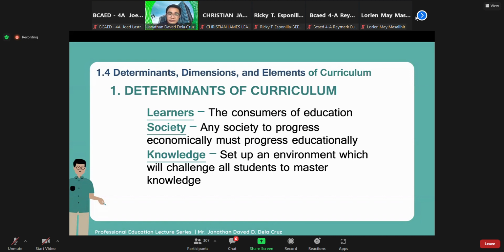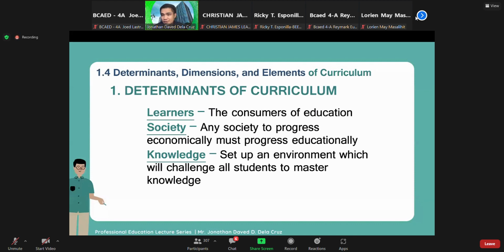Okay? Set up an environment which will change all students to master knowledge. An existing knowledge that, for this case, kapag gumagawa tayo ng learning plan, again, or curriculum plan, you have to first consider the learner. Sino nga ba ang customers mo? Anong year level lang ang i-cover natin? Ano yung age range nila? Ano yung level of maturity ng mga students na to?